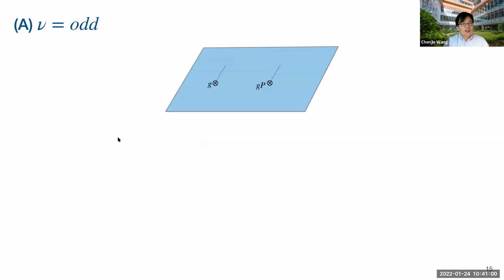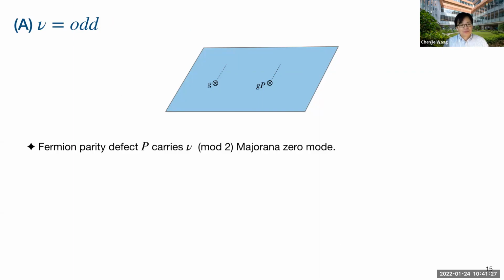In the discussion, I need to separate the case where nu is an odd number and the case where nu is an even number. Let me start with nu odd. First of all, as I said, I need to define these two data, N1 and N2. So let me first define what N1 is. But you will see that after I define N1, the criterion for enforced symmetry breaking with odd nu is almost there.